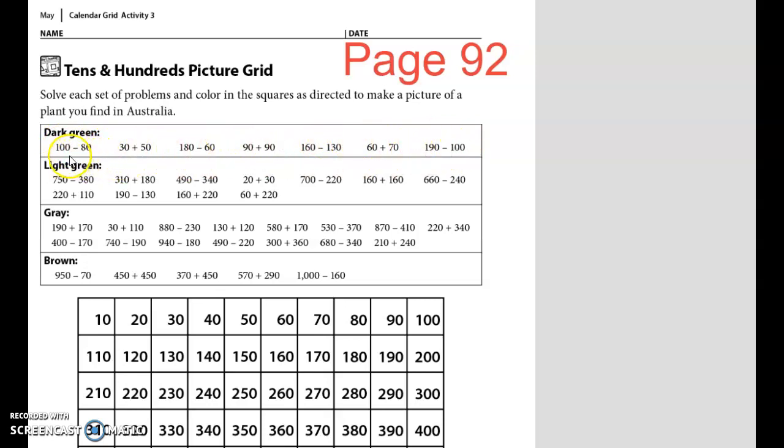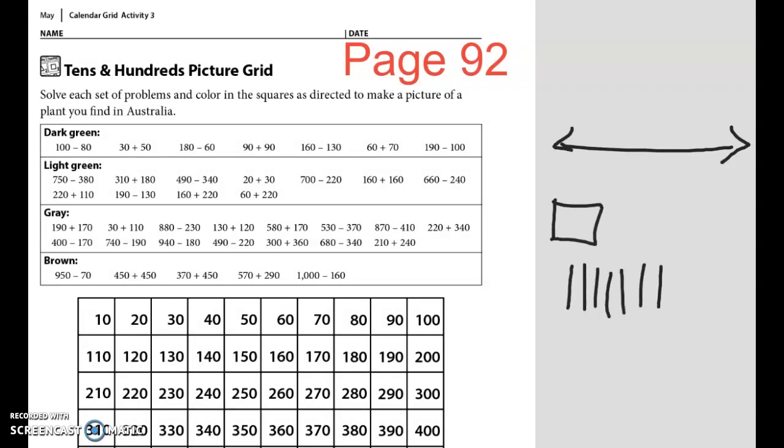The first equation says 100 minus 80. It doesn't have an equal sign, so it's actually an expression. This expression is 100 minus 80. Can you think of some ways you might solve this expression or find the answer? Now, you may have a few different ideas. You could draw your open number line. You could draw a picture of your hundreds piece or your 10's pieces and then cross some out. You could do either of those.